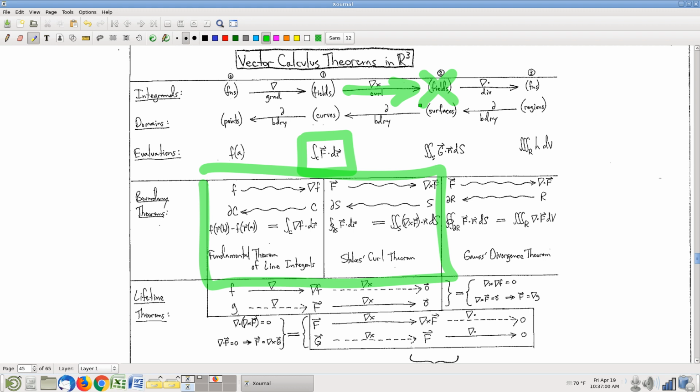Not getting 0. That means that there is no anti-curl. Fundamental theorem of line integrals is not on the table. It makes no sense at all. If you were to write down f of b minus f of a, that makes no sense. You're evaluating something that doesn't exist.